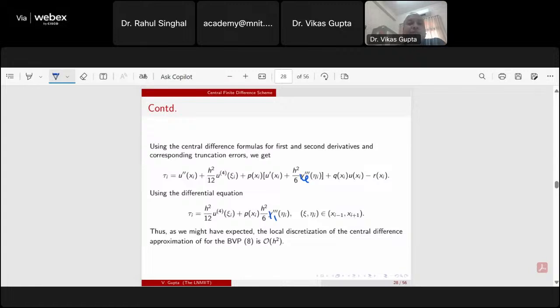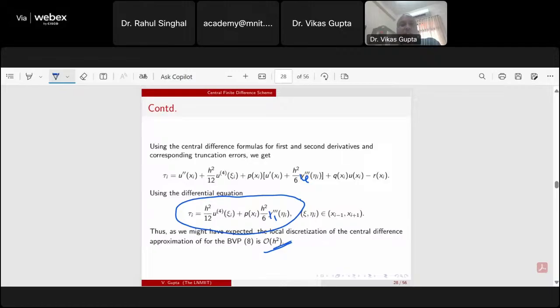And also note that this truncation error term also reveals that we require at least fourth order regularity on the continuous solution. The solution u should be at least four times continuously differentiable. Okay. So the truncation error term also shows that we expected our approximation is second order accurate. We might have accepted that the local discretization error of the central difference approximation for the boundary value problem is of order h².